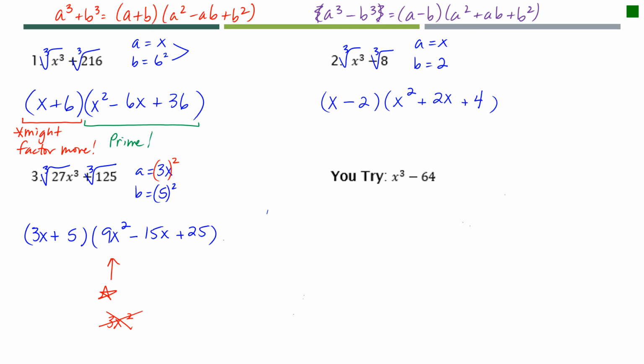Now the you-try is a difference of cubes. I'm not going to do the problem, but I will tell you that your a value is x and your b value is 4.